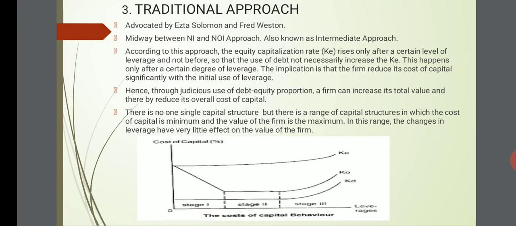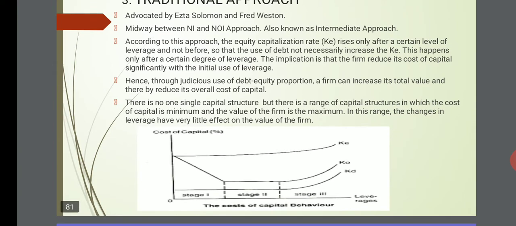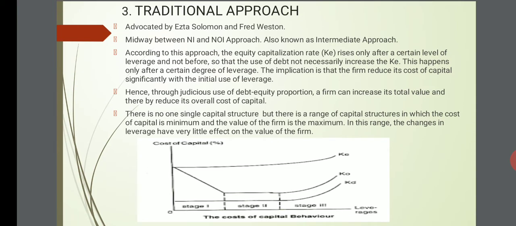The implication is that the firm reduces its cost of capital significantly with the initial use of leverage. Hence, through judicious use of debt equity proportion, a firm can increase its total value and thereby reduce its overall cost of capital. There is no one single capital structure, but there are a range of capital structures in which the cost of capital is minimum and the value of the firm is maximum. In this range, the changes in leverage may have very little effect on the value of the firm.